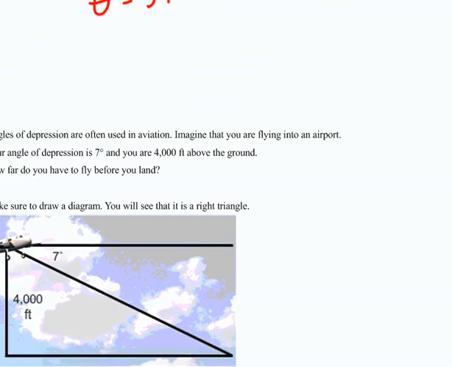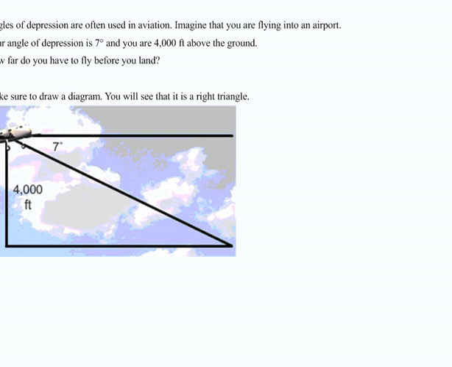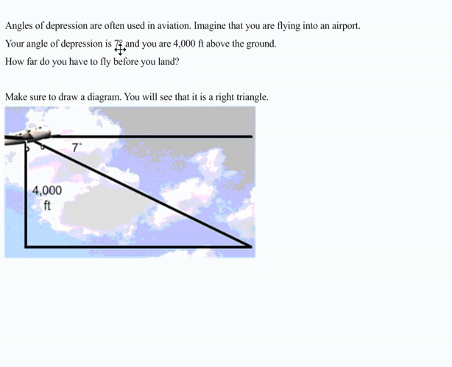Well, let's get another one. Now here is one. If we're lucky enough to be a pilot, it says the angle of depression is often used in aviation. Imagine that you are flying into an airport. Your angle of depression is 7 degrees. And through our instruments, we know that we are 4,000 feet above the ground. How far do we have to fly before we land?